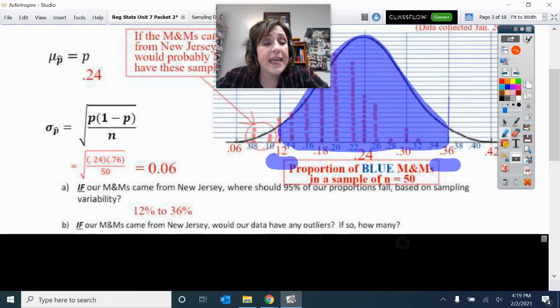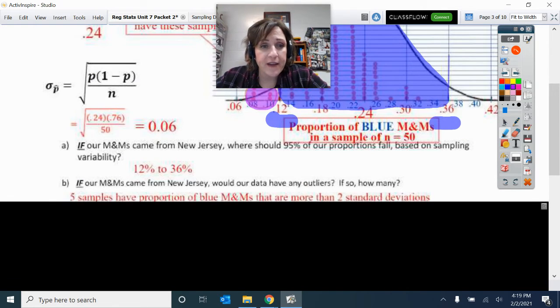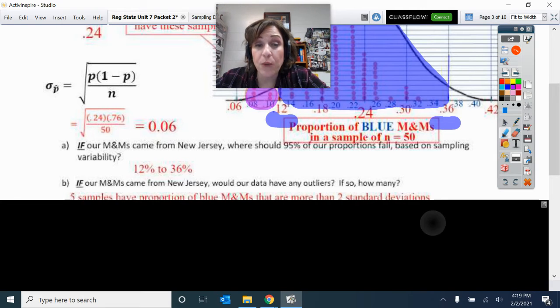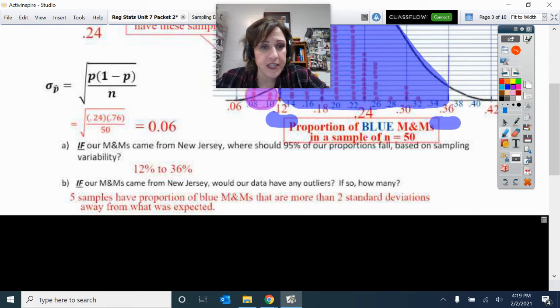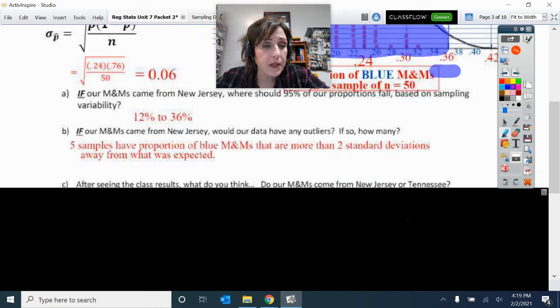If our M&Ms came from New Jersey, would our data have any outliers? If so, how many? Well, that's these 5 over here. For sure, these 5. Technically, it might even be these ones that are right on the line. So there are those 5 samples that have a proportion more than 2 standard deviations away from what they are expected to be.